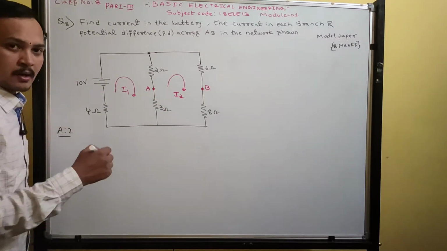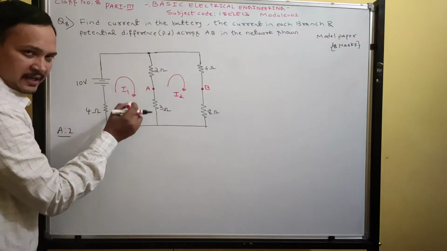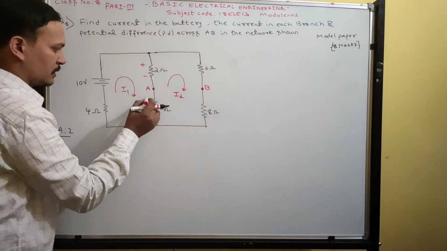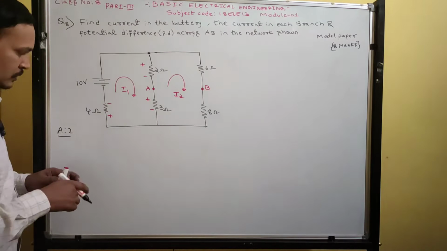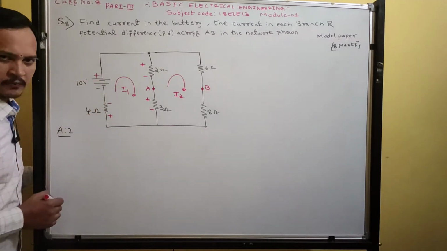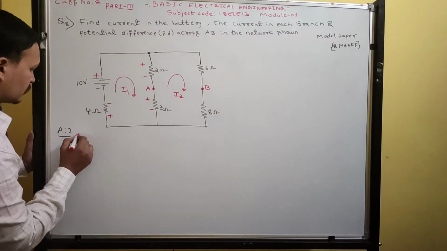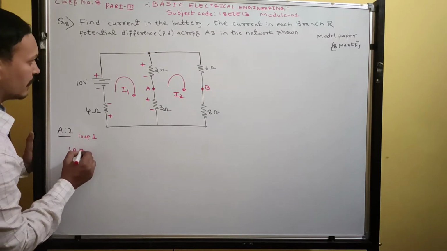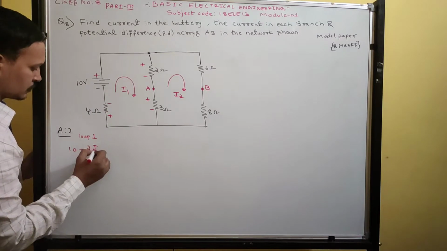Before applying KVL, mark the polarities. Based on the current, assume the direction of the current. So current is entering the resistor, mark plus, leaves negative. Entering plus, leaves negative. So apply KVL to this loop. Smaller one is negative, bigger one is positive for the EMF source. So start applying KVL. Loop 1. So 10 volt minus, plus 2, minus drop, minus 2 I1.